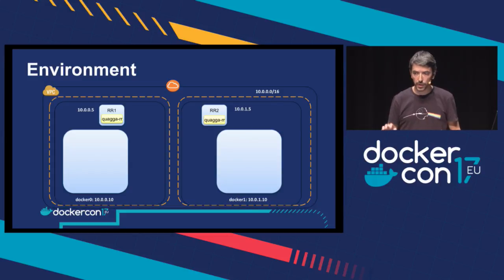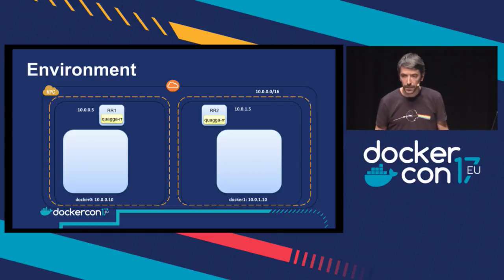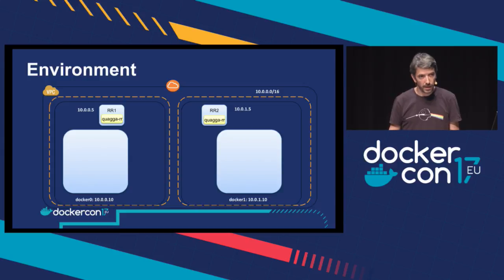You remember hosts Docker 0 and Docker 1. So what I'm going to do now is connect them to 2 route reflectors. Okay, and I'm going to be using Quagga, which is a Linux implementation of BGP. Okay, so let's do that.